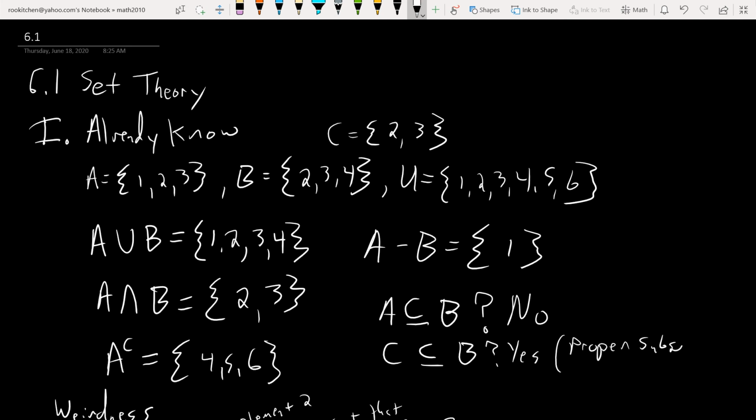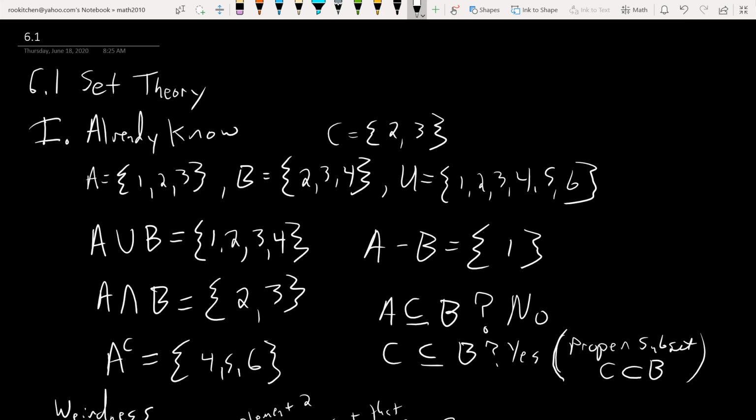And some books will write that as C is a proper subset of B. Okay, but you won't see that all the time. And in general, if you get a book that's using a lot of set theory, hopefully they have an introduction where they define all their symbols. And you just go there.